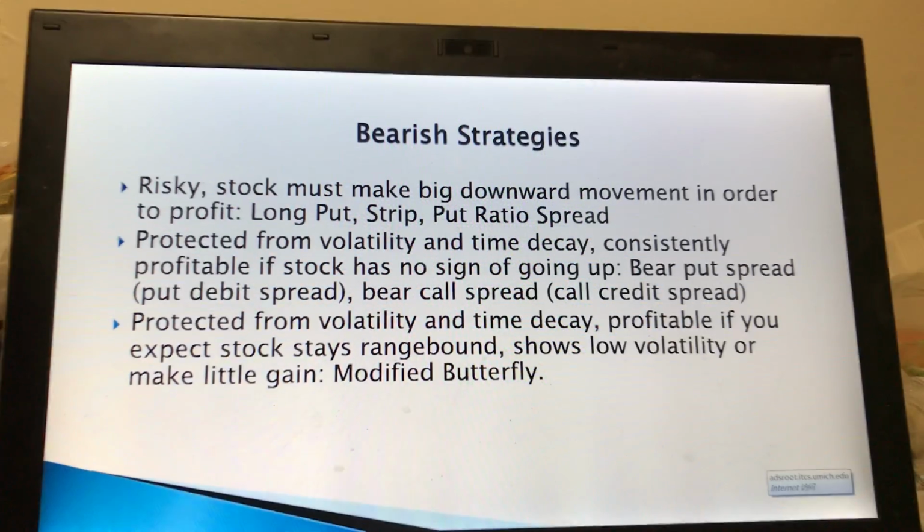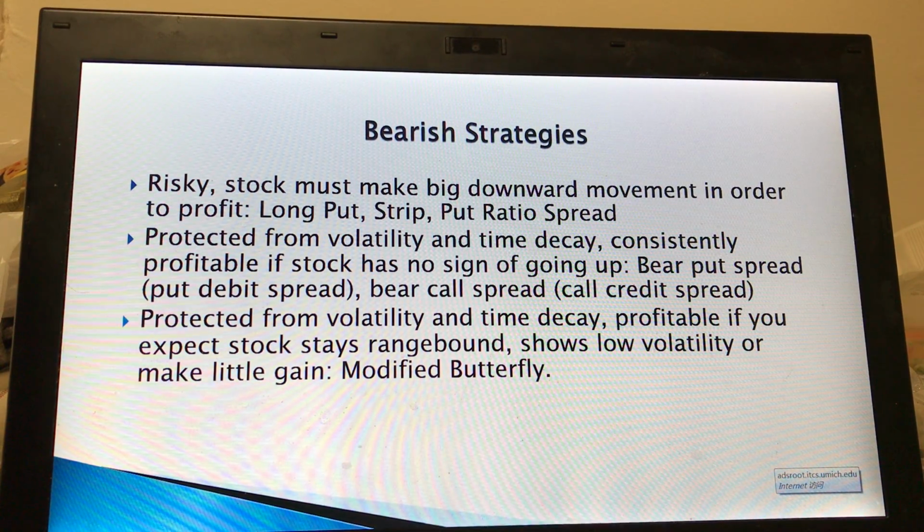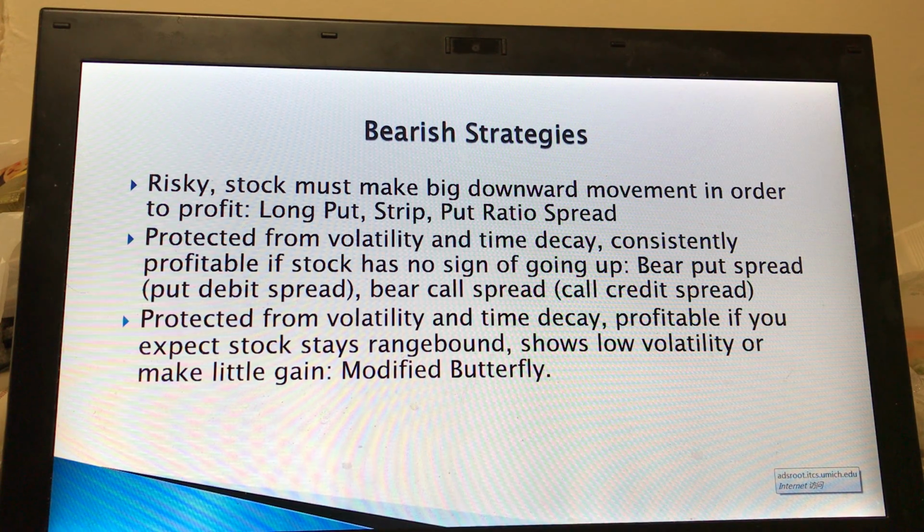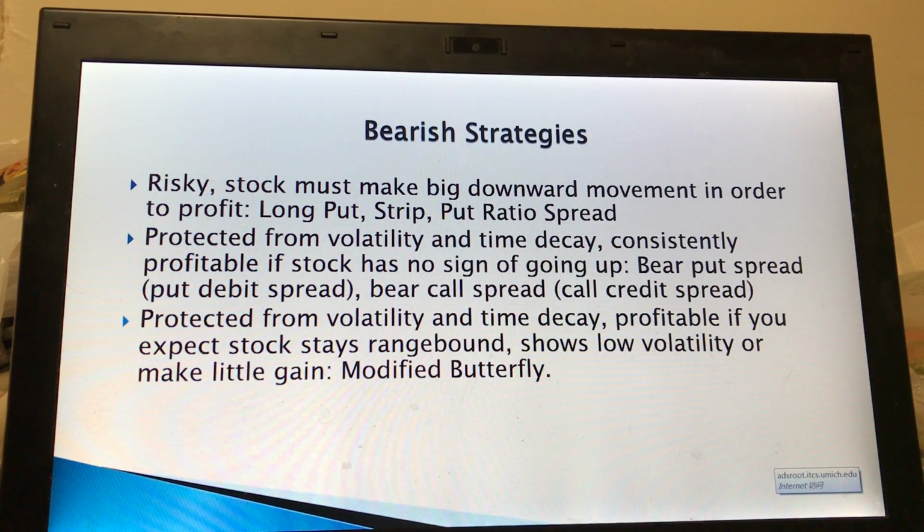For the bearish strategies, we also have three categories. The first one is the risky strategies. That is, the stock must make some big downward movement in order to profit. This includes the long put, a strip, and a put ratio spread.